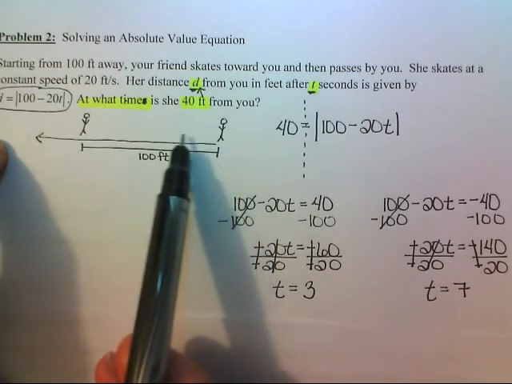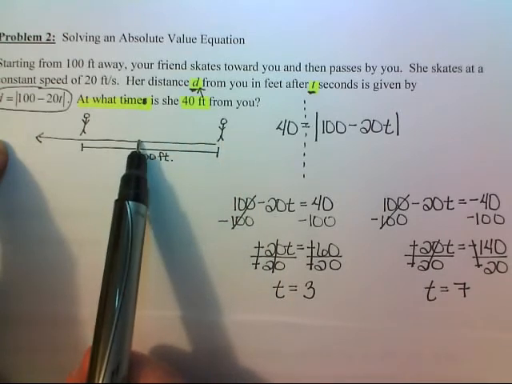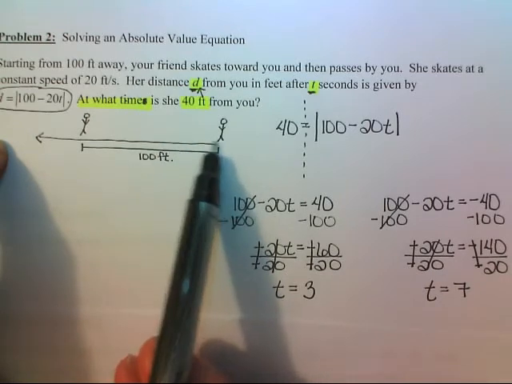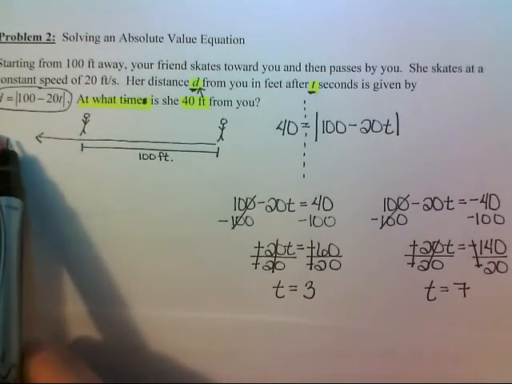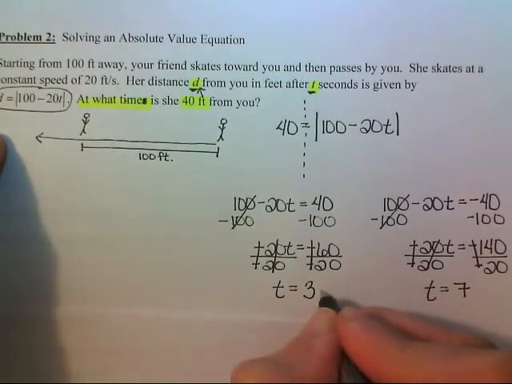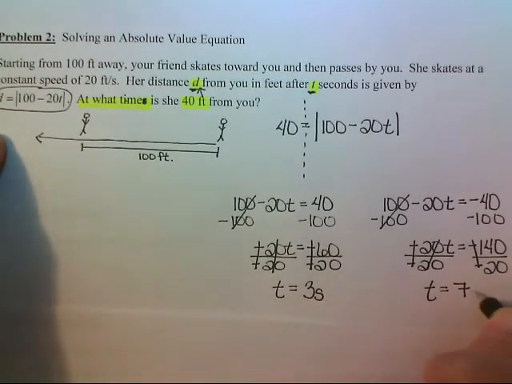So coming towards me at one point she's going to be 40 feet away, that's 3 seconds, but then once she passes me by, she'll be 40 feet from me again at some point, but that's going to take a total of 7 seconds. So 3 seconds, let's put our units on there, and 7 seconds.